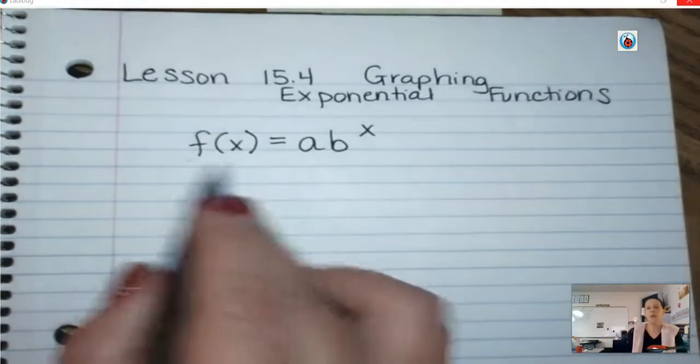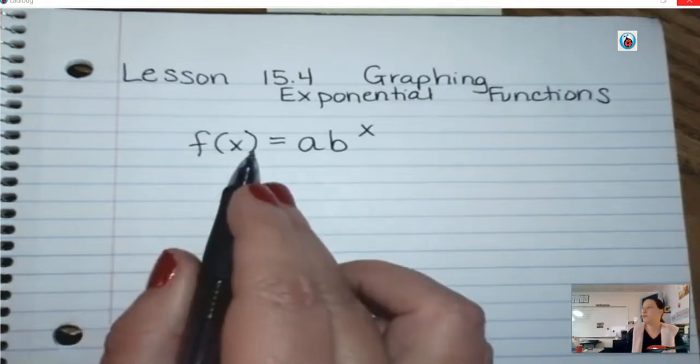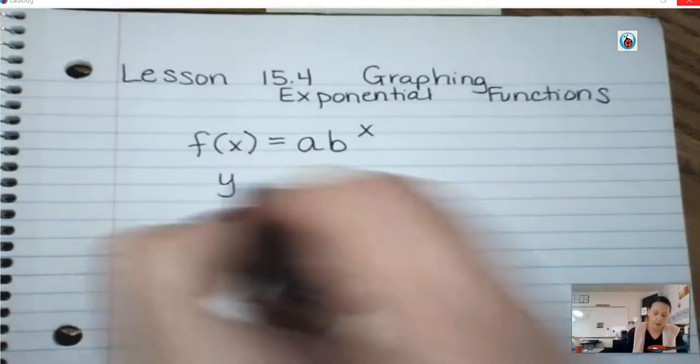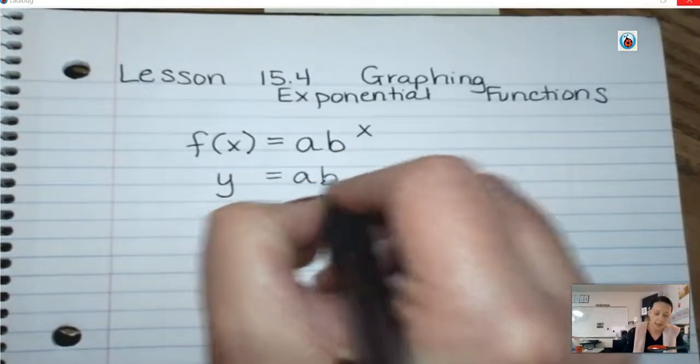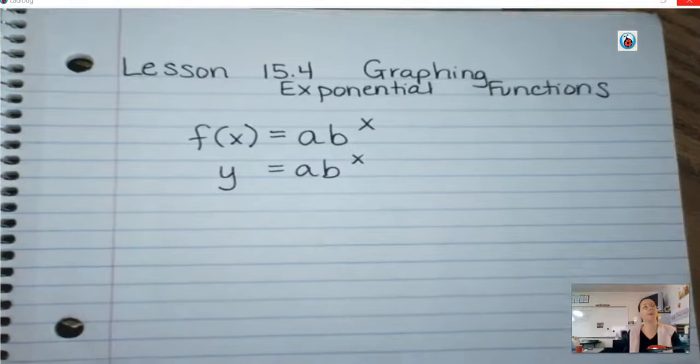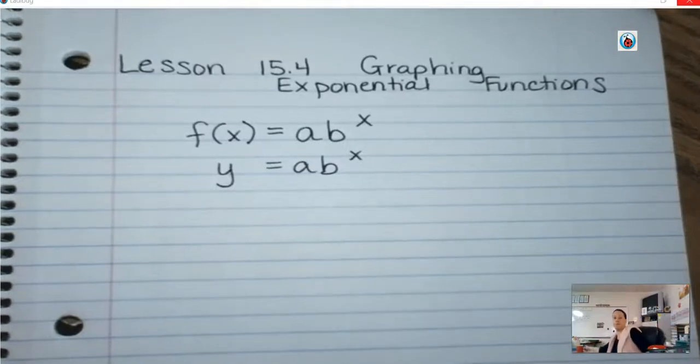That's the same as, and we learned this last semester, f of x is just a fancy way of saying y. So it's the same as, you'll see it as y equals ab to the x power. It's the same thing.